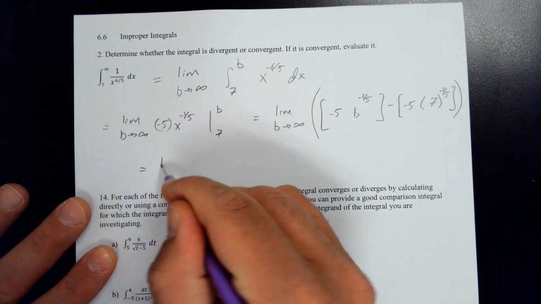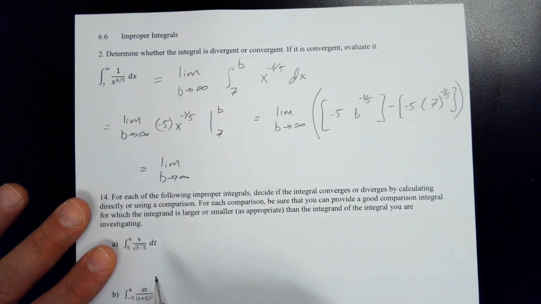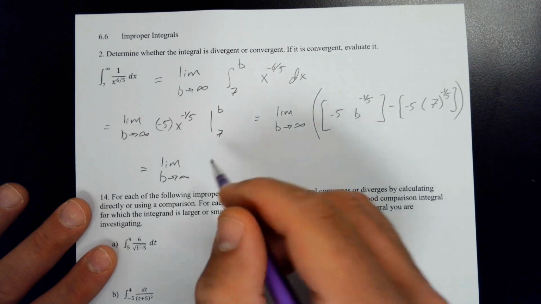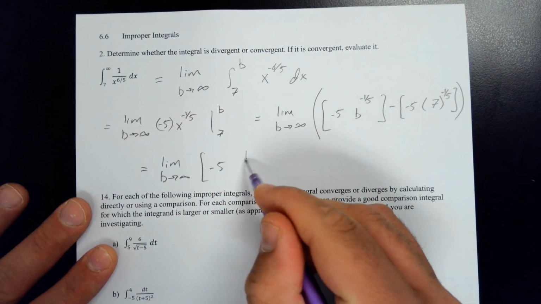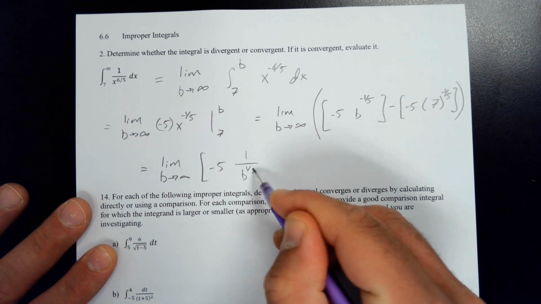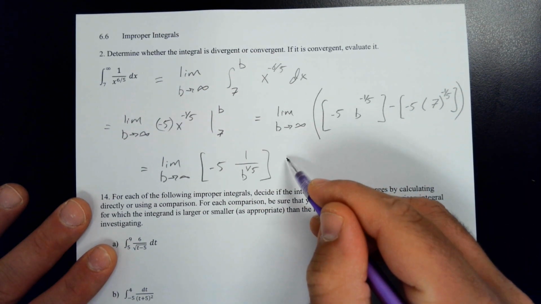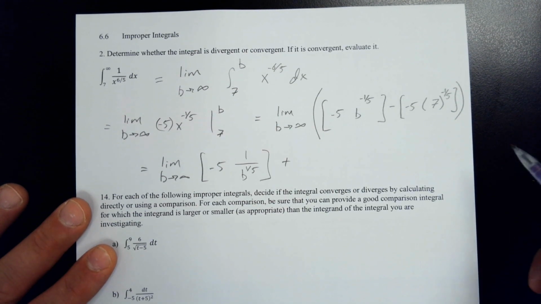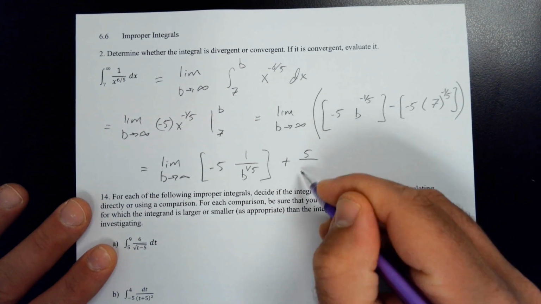But we should figure out whether this is going to infinity or going to something else. So if I rewrite it one more time, the limit as b approaches infinity of, let's see, this would be negative 5 times, this is 1 over b to the 1/5. Minus a negative, I'll just say that's positive, 5 over 7 to the 1/5.